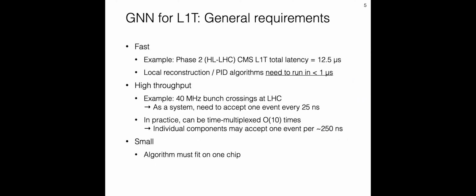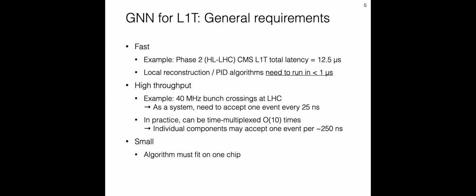Now, when we talk about level 1 applications, there are some general requirements, and the first and foremost is that it has to be fast. And when I say fast, I mean less than 1 microsecond, basically. And that's in stark contrast to offline, where, as I said, you would use a couple of seconds even, or in HLT you can use maybe up to 1 millisecond or so. But for L1T, the total latency you have as the level 1 system is 12.5 microseconds for CMS. So if you're talking about local reconstruction, that's really just a small, tiny part of this total system. This thing has to run in less than a microsecond.